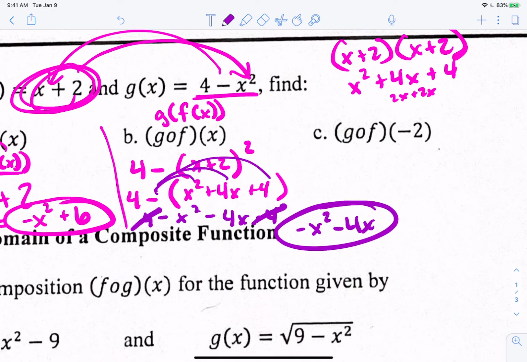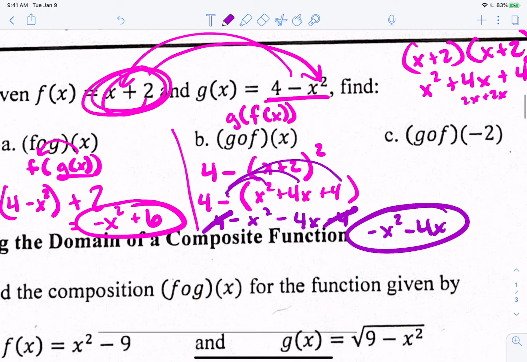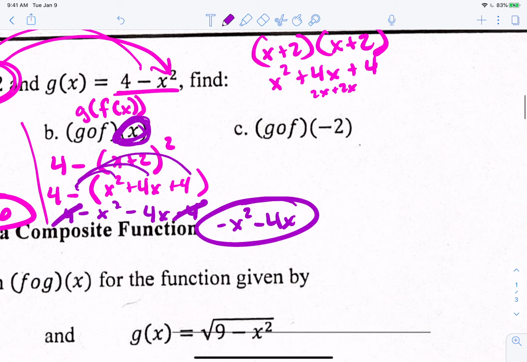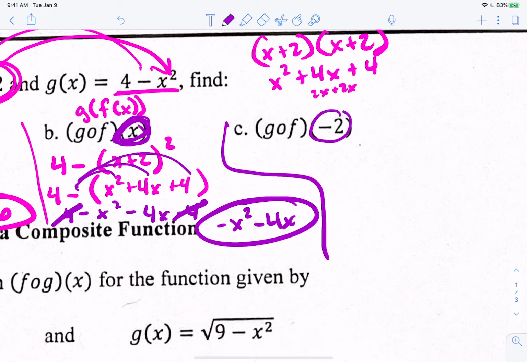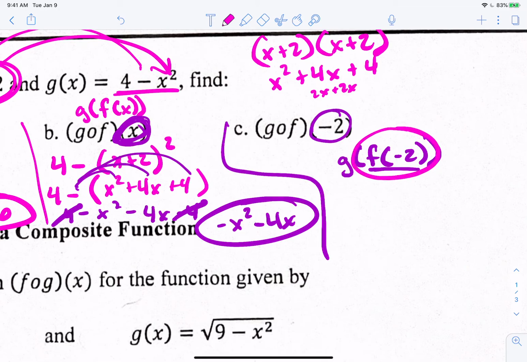Okay? That is what you do when you're doing f composed of g of x or g composed of f of x. We're just plugging the one equation into the other one. But part C says it's not an x, it's a negative 2. So what we're doing here is g composed of f of negative 2. So we work from the inside out. We're going to do f of negative 2 first. Now when I ask for f of negative 2, what does that mean? You plug negative 2 in for the x in f, right?